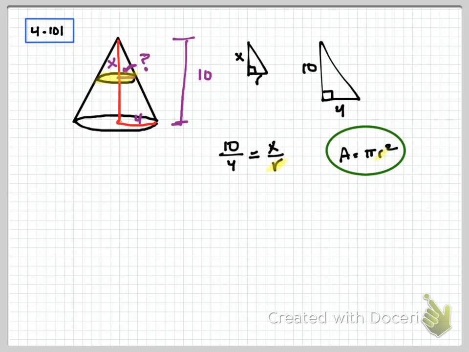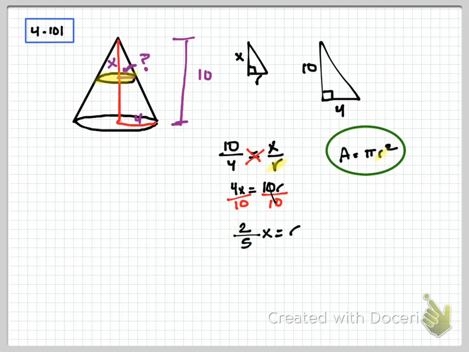So what we're going to try to do here is take the equation on the left and isolate r. So let's go ahead and multiply each side by r. Actually, let's cross multiply. I think that's easier. So we'll get 4x equals 10r. And now let's divide each side by 10 to get r alone. These cancel. We can reduce to 2/5 x is equal to r.